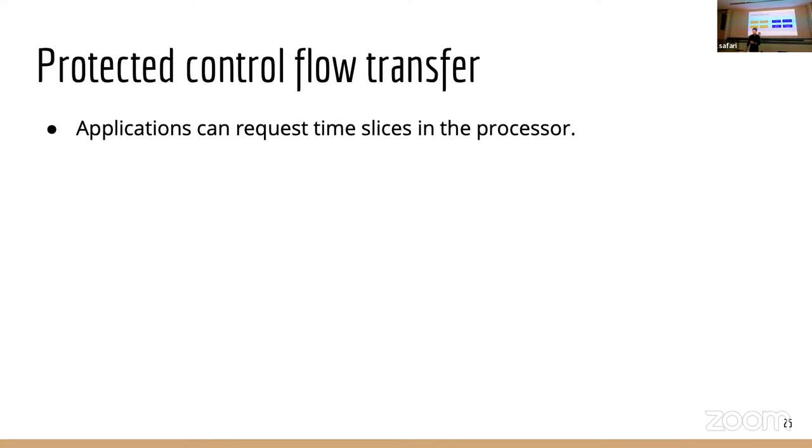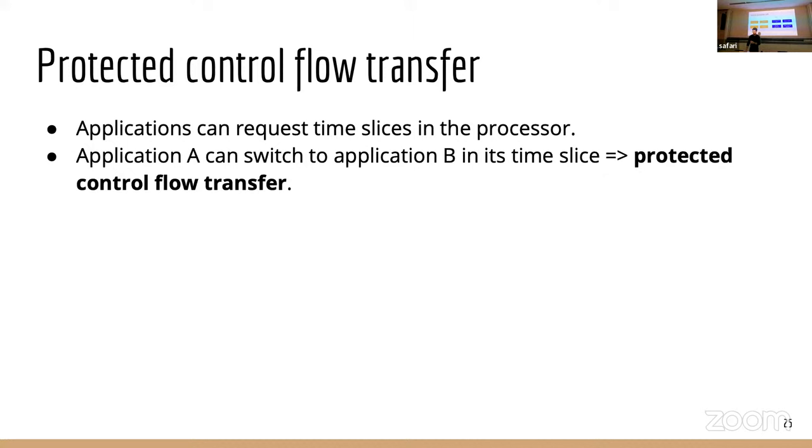First, you can imagine that the applications can request time slices in the processor so that they can execute. After processes can execute, they can also choose to switch to another application and donate their time slice. So the time that they have left to execute is donated to another application. And this is the basic idea behind a protected control flow transfer.